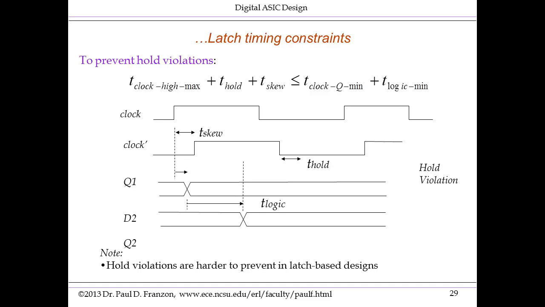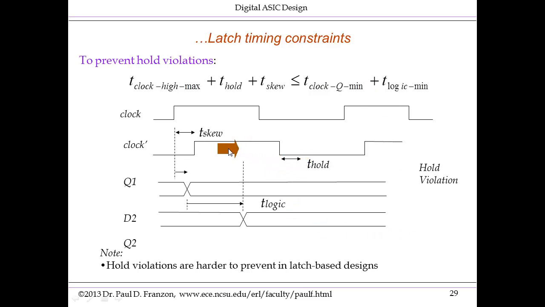Let's look at hold violations. The difference between the equation here and the equation for flip-flops is, again, this t clock high. In this case, the maximum t clock high. If the logic is so fast as to change during t clock high, you're actually getting race through because of the transparency of the latch. An example with the hold violation is illustrated here. Again, the worst case scenario is when the right hand clock is retarded with respect to the left hand clock.